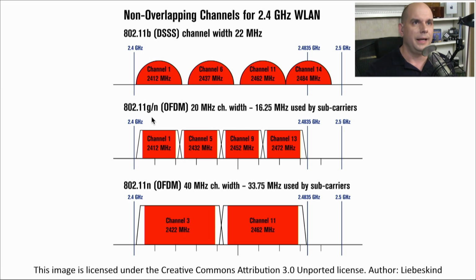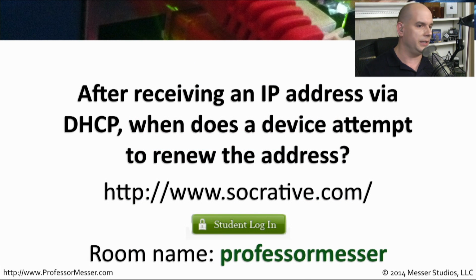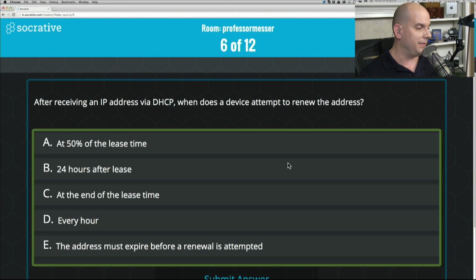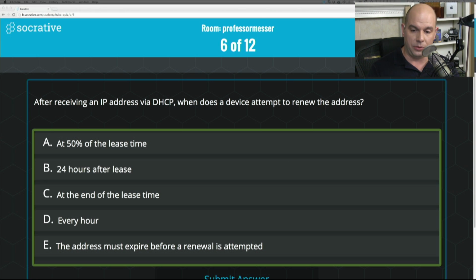Let's go to another question I have, which is, after receiving an IP address via DHCP, when does a device attempt to renew the address? Go to Socrative.com to the Professor Messer room. The options available to you are at 50% of the lease time, 24 hours after you get that initial lease, at the end of the lease time, every hour, or the address must expire before a renewal is attempted. So you've got a few options there to go through.